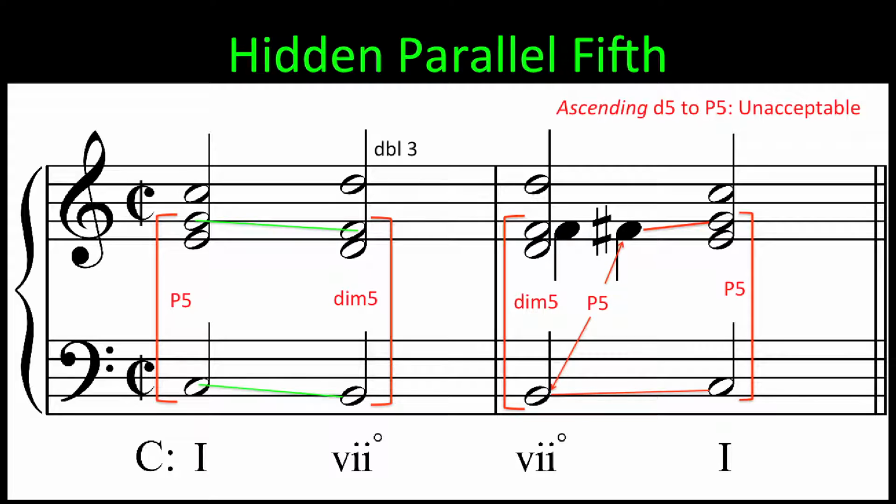While the downward movement from a perfect fifth to a diminished fifth is usually okay, the reverse, upwards from diminished fifth to perfect fifth, is not. This is because the musical ear hears the upward movement as a parallel perfect fifth, as illustrated by the small notes on the right.